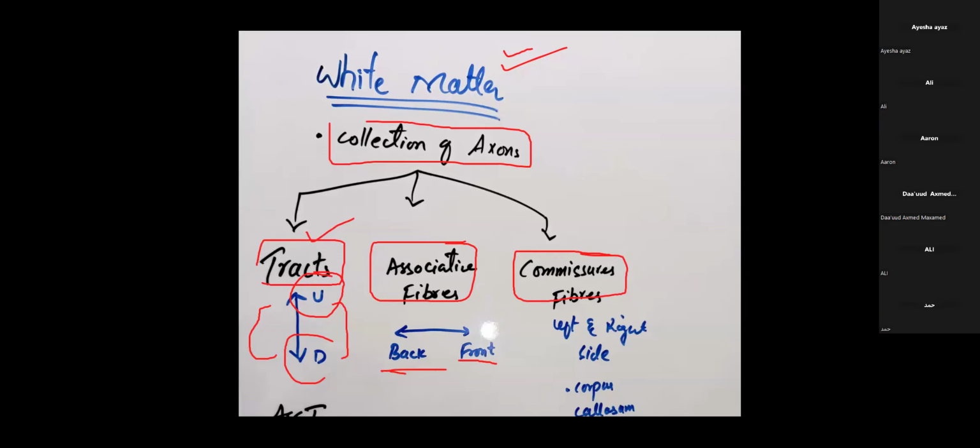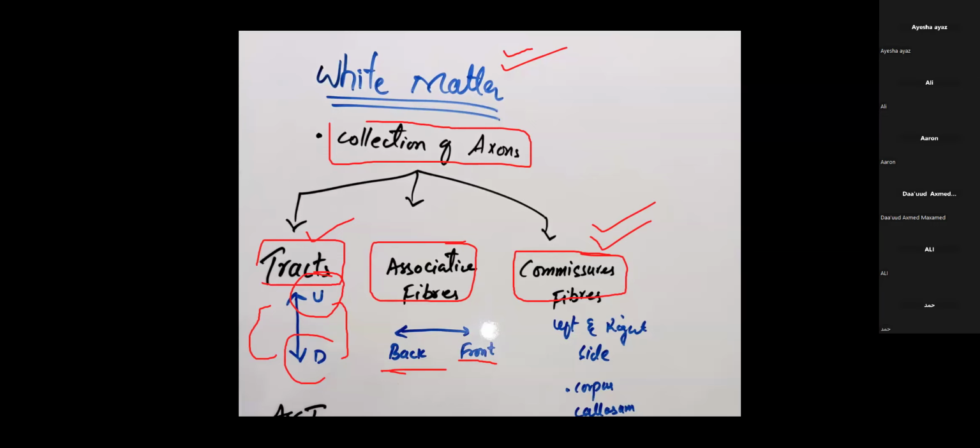The other type is the commissure fiber. These commissure fibers are also a type of axon or white matter which connect the left side to the right side. As an example, we have the corpus callosum, which connects the right and left hemispheres.